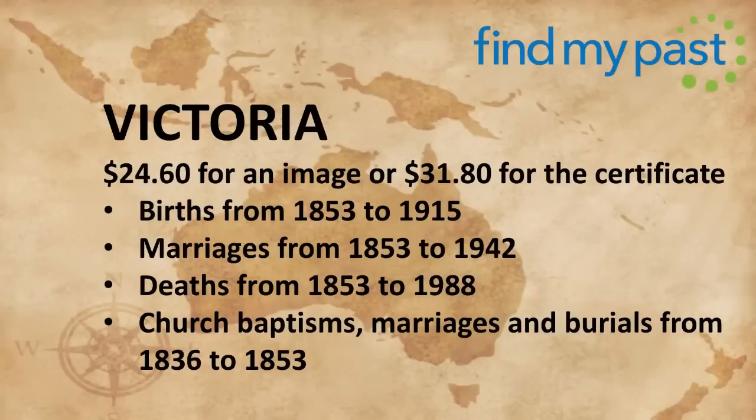Victoria is $24.60 for an historical image, which is a scanned image of the original registration record and cannot be used for official purposes, or $31.80 for the historical certificate, which is a certified copy of the original registration record and can be used for official purposes. That's births from 1853 to 1915, marriages from 1853 to 1942, deaths from 1853 to 1988, and church baptisms, marriages and burials from 1836 to 1853.